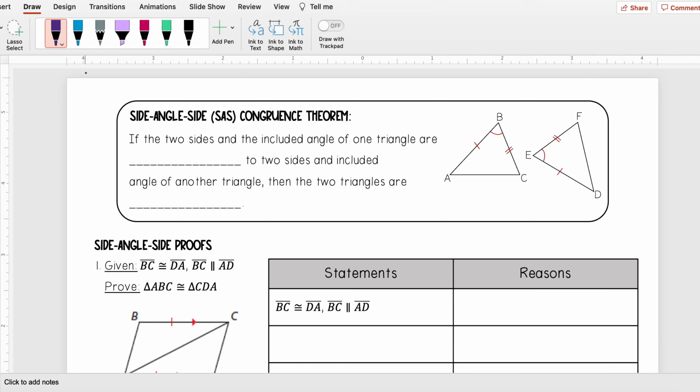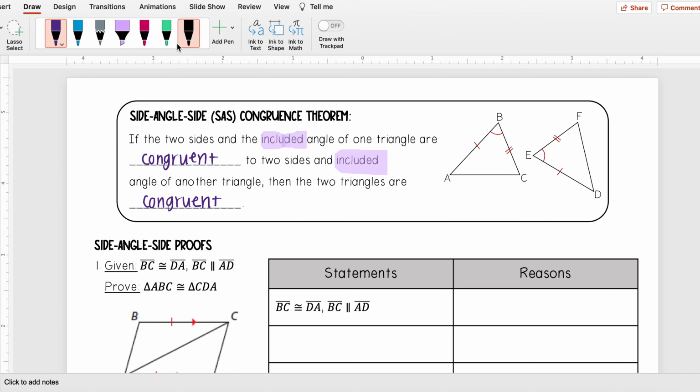Another theorem that we have to use to prove that two triangles are congruent is something called the Side-Angle-Side, or in short SAS Congruence Theorem. And this says that if two sides and the included angle of one triangle are congruent to two sides and included angle of another triangle, then the two triangles are congruent. So the key word here is that that angle has to be included.